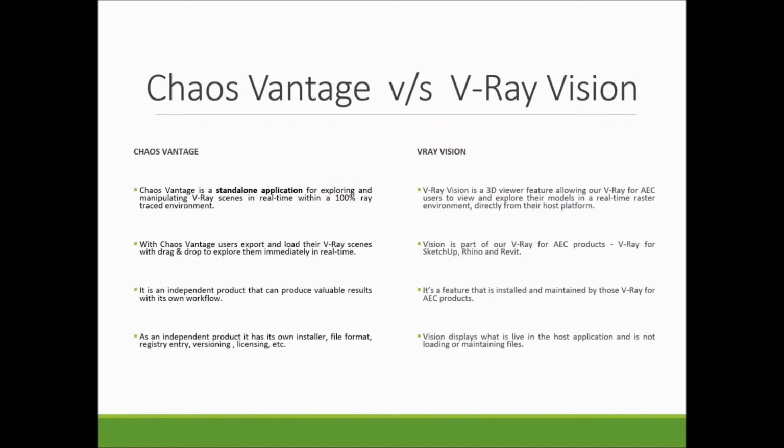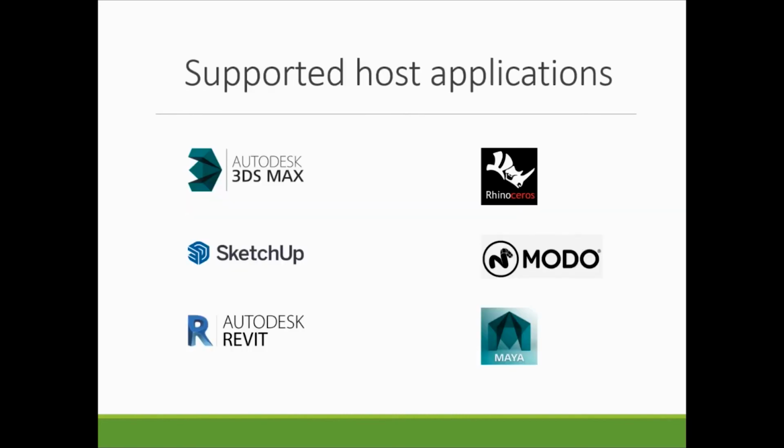Whereas V-Ray Vision is just a feature. It will work along within the host application. It cannot be used separately. It just works with the host application. So any changes we make in the host application can be seen in V-Ray Vision. So it can be used as a 3D viewer. And in Chaos Vantage, we can move around and navigate around.